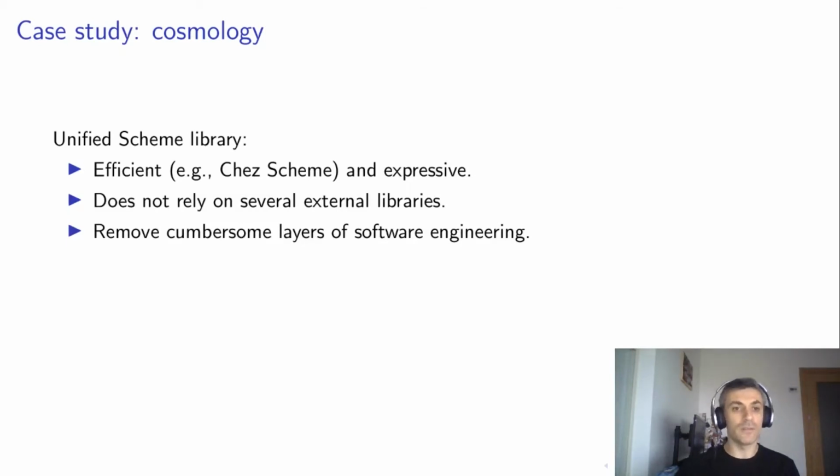So using unified Scheme libraries instead of C++ and Python would have allowed us to use an efficient implementation like Scheme and still be very expressive, mirroring very precisely the functional mathematical notation that we were using. This project did not rely on several external libraries, and so using Scheme would have just removed cumbersome layers of software engineering. And contrary to the first use case, this example was within the reach of an impatient schemer, not even necessarily an expert one.